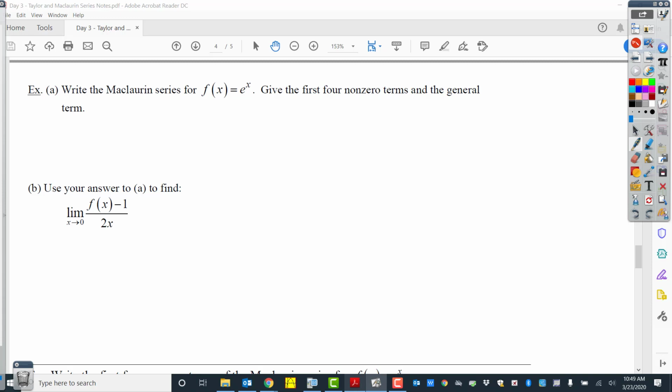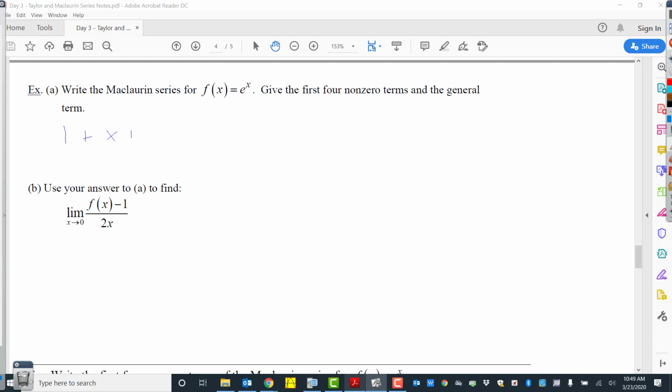Okay, so we're going to do the Maclaurin series for e to the x. We've already done this. This should just be 1 plus x plus x squared over 2 factorial plus x cubed over 3 factorial plus ... That's the first 4 non-zero terms, plus x to the n over n factorial. There's our Maclaurin series for e to the x.